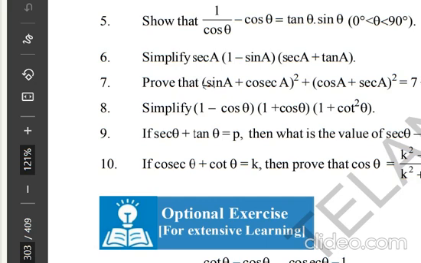So here sin square theta and 1 plus cot square theta, 1 plus cot square theta, we can write it as cosecant square theta. Cosecant square theta. So as these two are inverse, this is equal to 1. Simple. Very simple. And next one, question number 9.